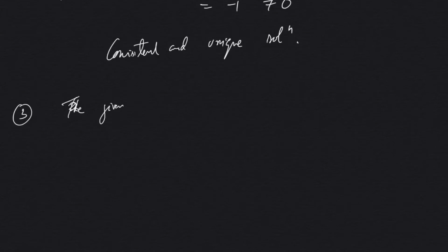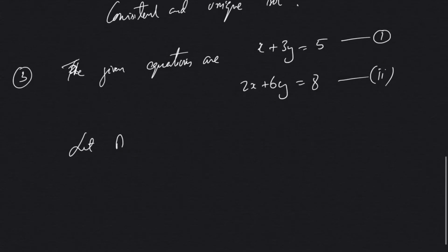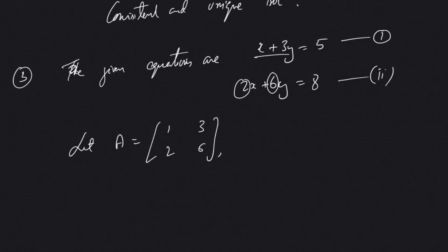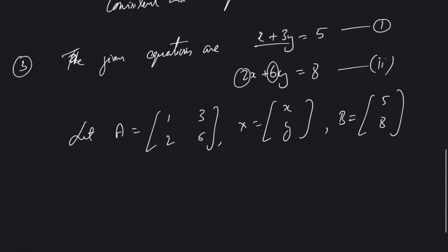The given equations are x + 3y = 5 (equation 1) and 2x + 6y = 8 (equation 2). Let our matrix A be [1, 3; 2, 6], the matrix of variables X be x and y, and the matrix of constants B be 5 and 8.